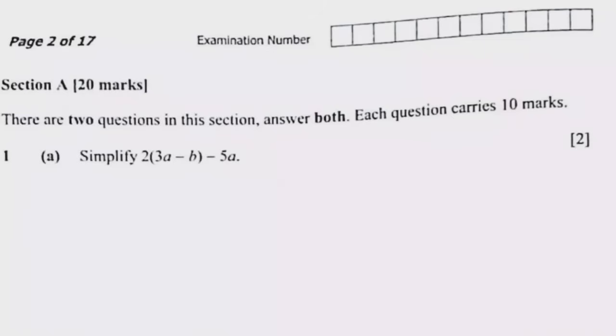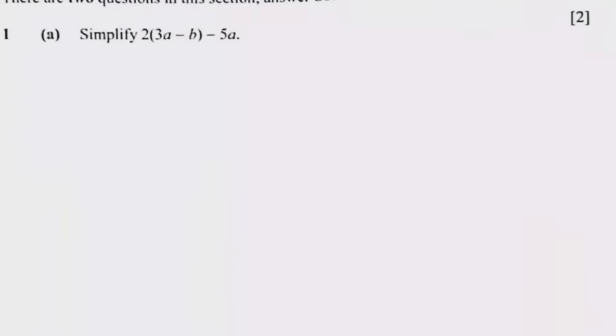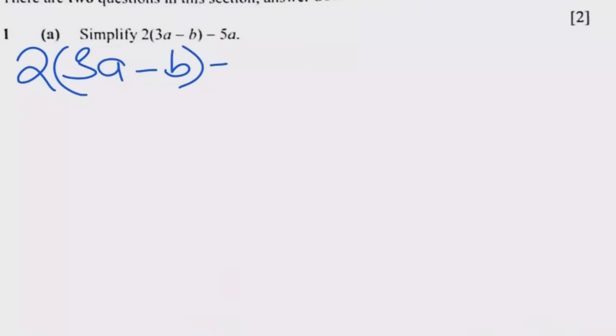Let's start with question 1A. Question 1A is: simplify 2(3a - b) - 5a. So how do we go about this one? First, I'm going to write 2(3a - b) - 5a.